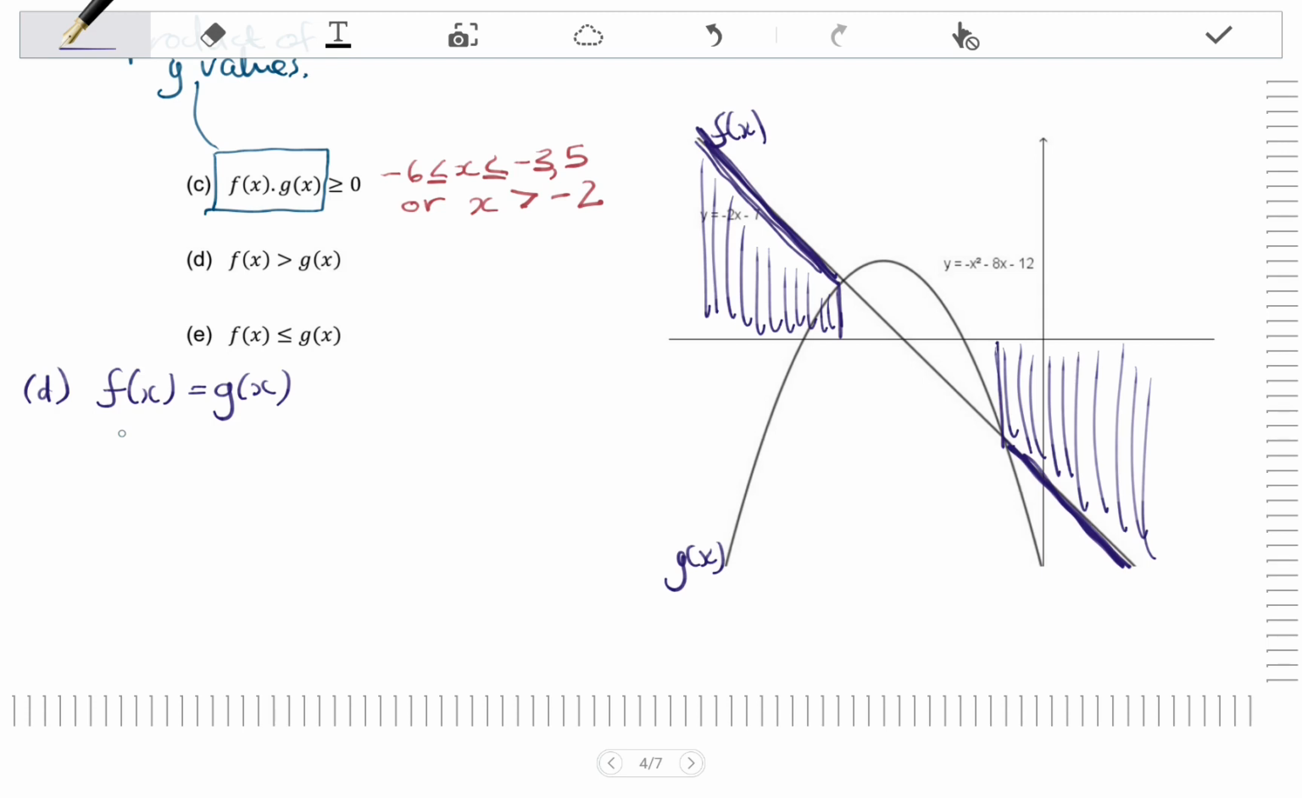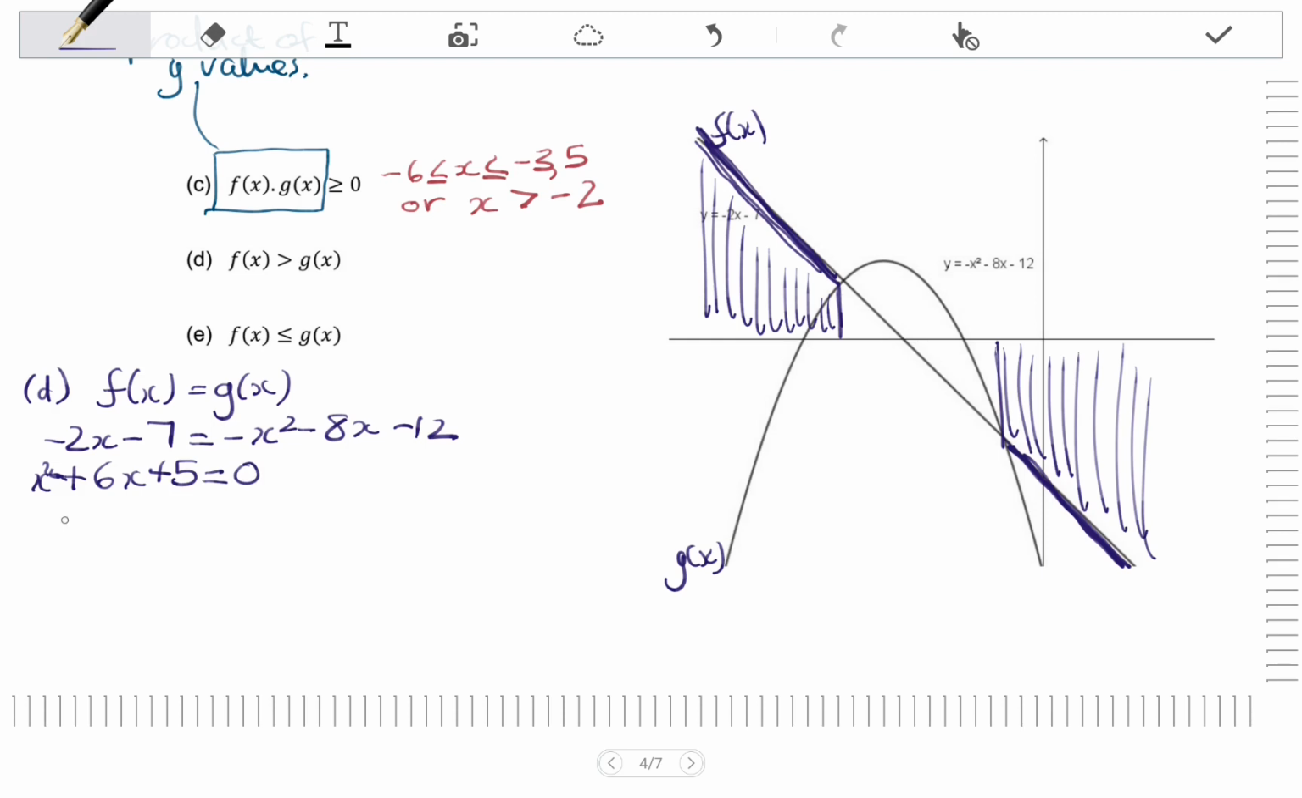f of x had the equation -2x minus 7, and g of x had the equation -x squared minus 8x minus 12. So we need to solve this, write it in standard form. It's a quadratic equation, so I'm going to add x squared on both sides. That's x squared. Then I'm going to add 8x, so I'm left with minus 2x plus 8x is 6x. Then I have negative 7 plus 12, which gives me positive 5 equals 0.